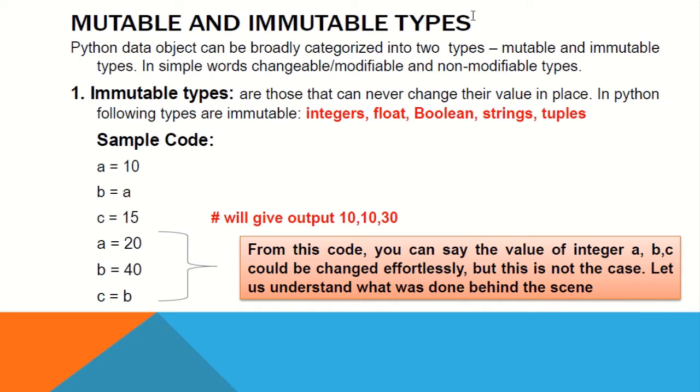Mutable and immutable types. First, you should know what is mutable and what is immutable. Mutable means the data which can be changed, and immutable means the data which cannot be changed. So Python data objects can be broadly categorized into two types, mutable and immutable. In simple words, changeable or modifiable and non-modifiable types.